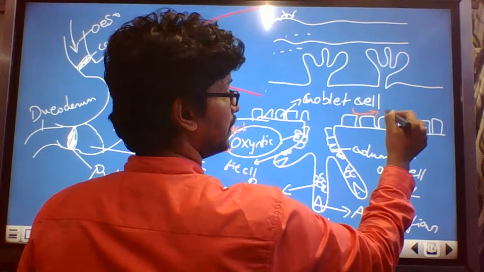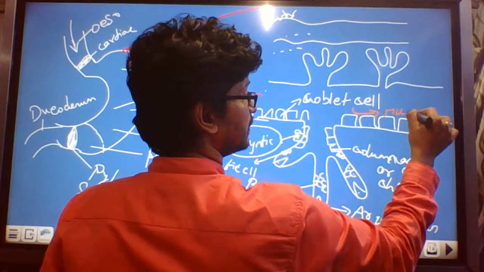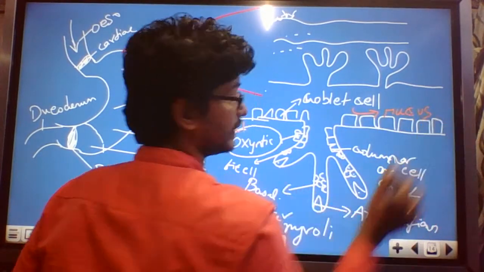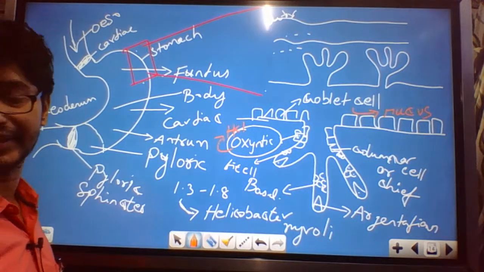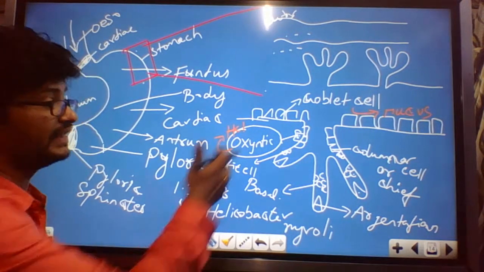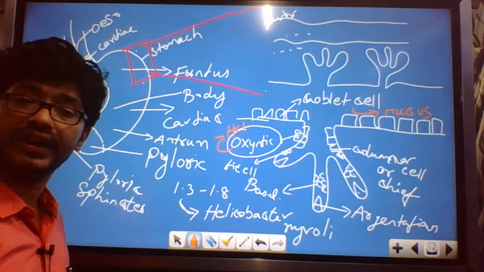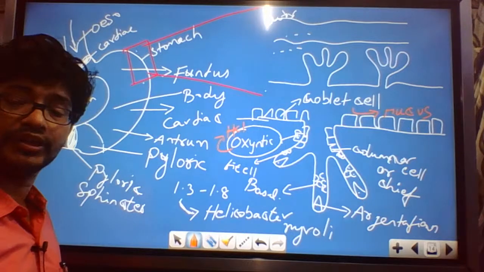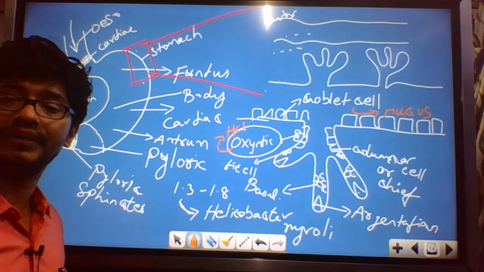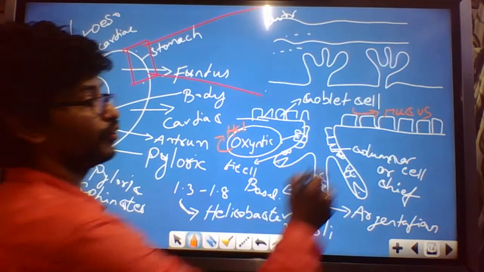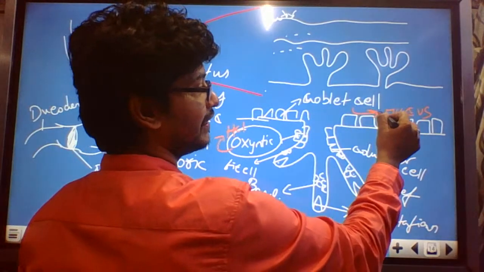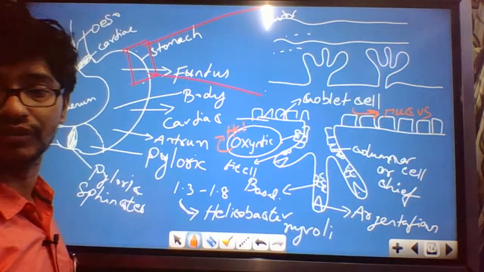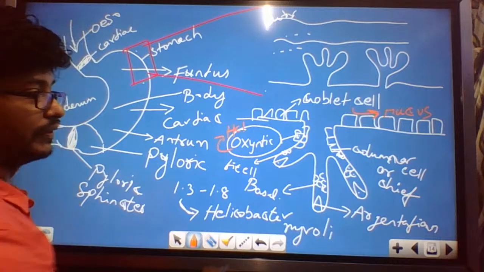Goblet cell. This goblet cell is responsible for the production of mucus. How is the mucus getting secreted? Because the oxyntic cells keep on secreting hydrochloric acid, which can even destroy the inner lining of the stomach. So how can this inner lining of the stomach be protected? It can be protected by means of these mucus secretions. This mucus is secreted by the goblet cells, right?